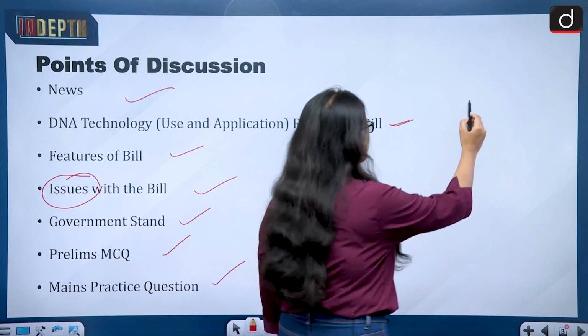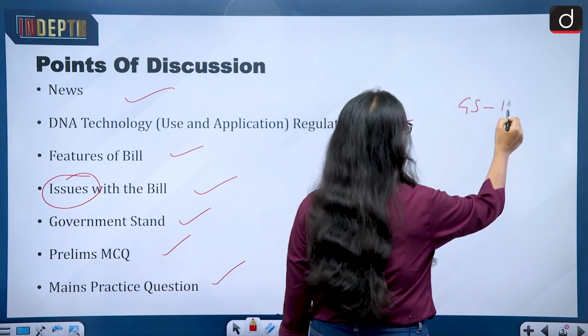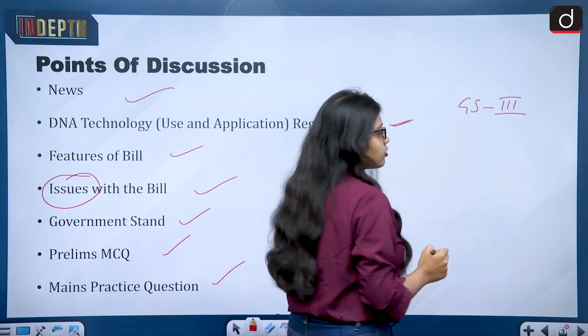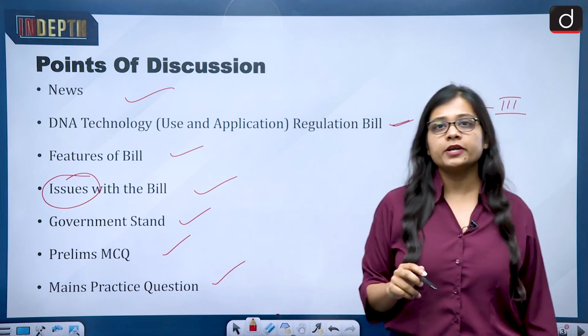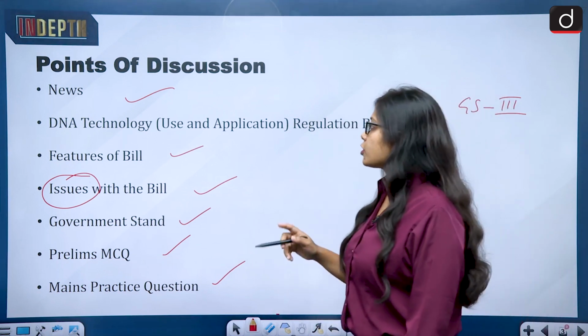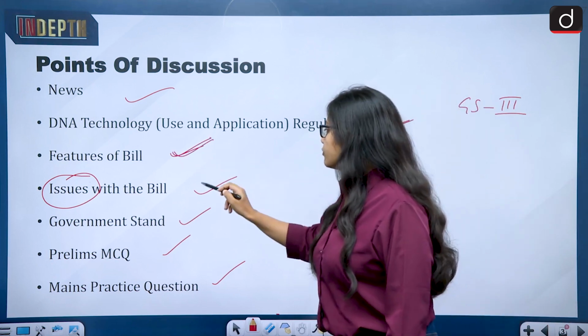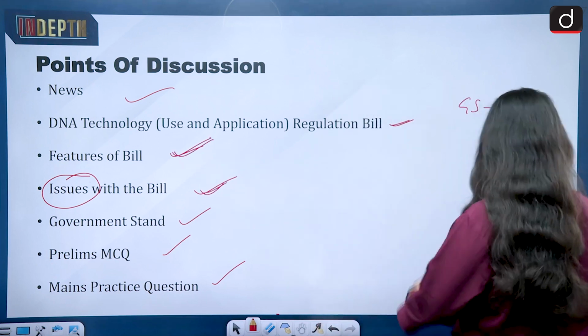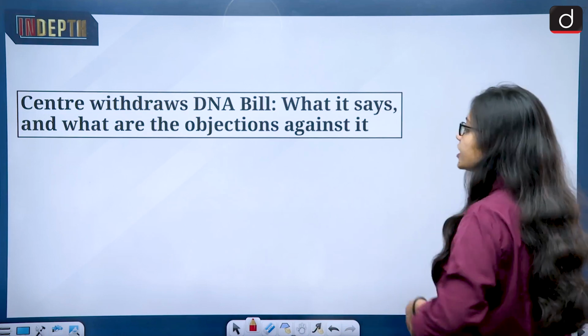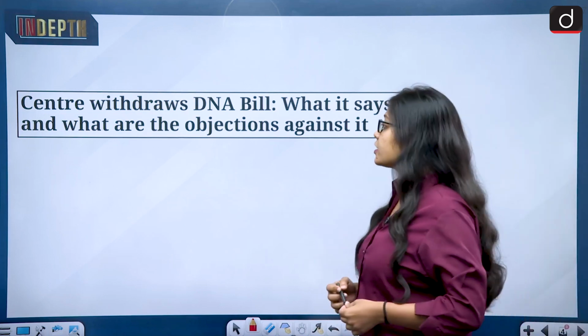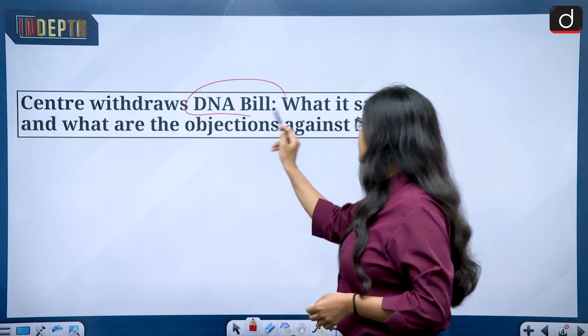The topic is of relevance from General Studies Paper 3, that is biotechnology, and is also important from a government policies perspective. From an exam perspective, knowing about the features of the bill is important, and what the issues related to it are. The news has been taken from the Indian Express and it says Centre withdraws DNA bill.